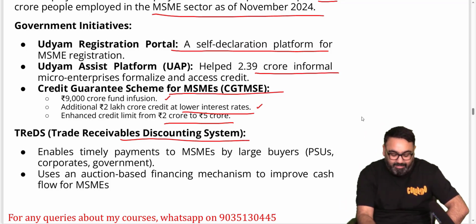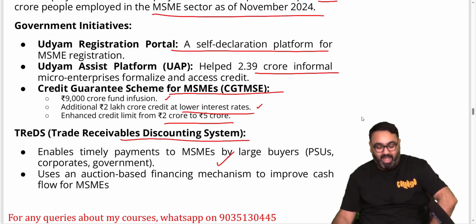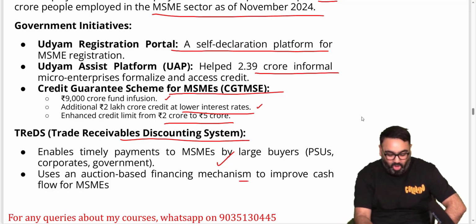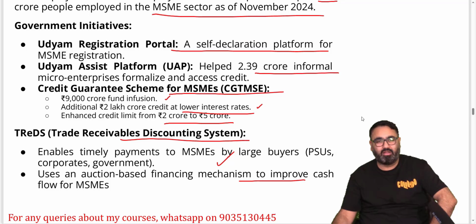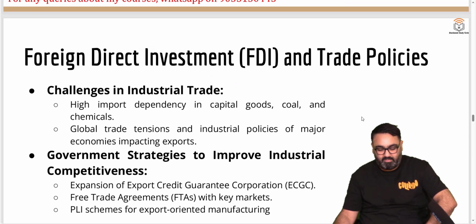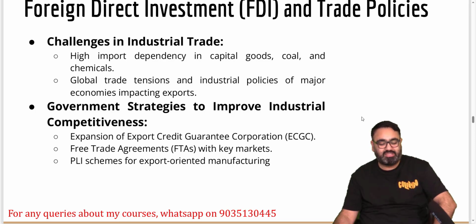It also enables timely payment to MSMEs by large buyers. The auctioning system also allows them to improve their cash flow. For example, they will be able to auction their bills to others who can say that, okay, I will take the money, you take the loan from me. FDI also has been boosted in this area.